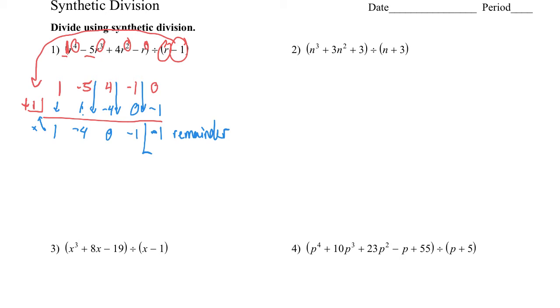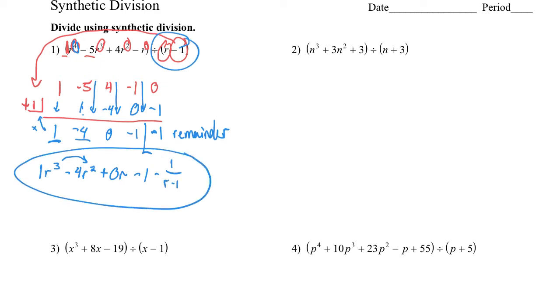So you just start writing one fewer exponent than what you started with. So we have r to the 4 to begin with, so we're starting with r to the 3rd. The first coefficient is this number, so we have 1r to the 3rd. Second coefficient is -4r to the 2nd. You just drop down the exponent. Plus 0r to the 1st, so we really don't need that. And then -1, the last one doesn't have an r. And then you have your remainder, put -1 over whatever you were dividing by, so r minus 1. And there you have it.